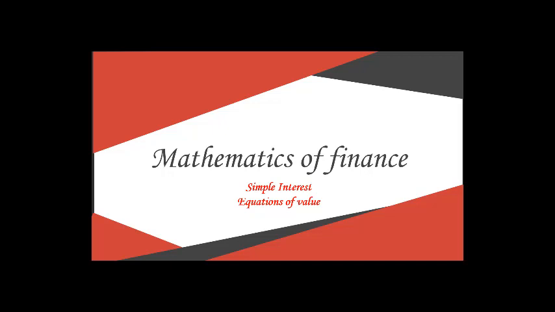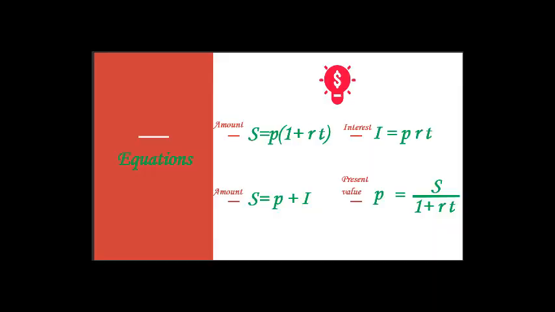Today inshallah we will resume talking about mathematics of finance with simple interest, chapter number 3, equations of value. We will start with equations. We use the amount formula S equal B times 1 plus RT, and the present value formula B equal S over 1 plus RT.